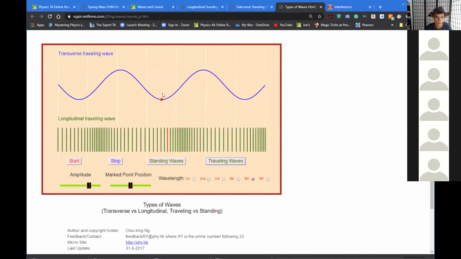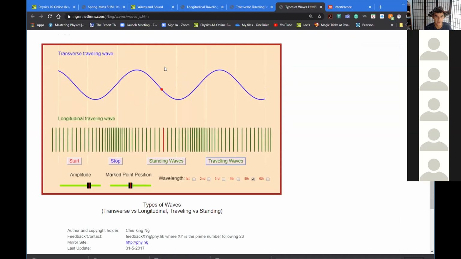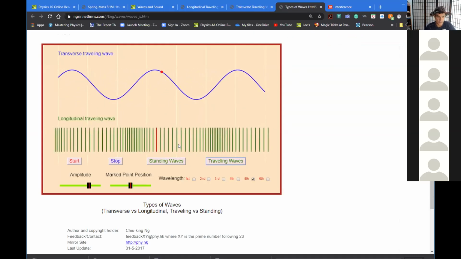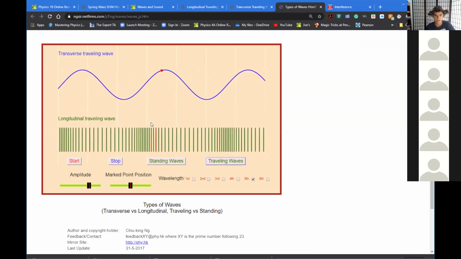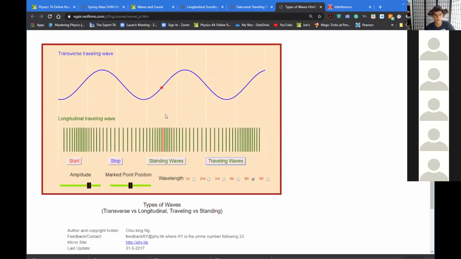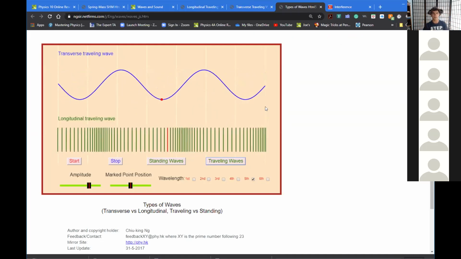So this little red mark here is just showing you one little part of the string, and it oscillates up and down while the wave is moving to the right. On the other hand, the longitudinal wave, the disturbance, the slinky, if this were a slinky, is oscillating back and forth, but that's also the direction of travel of the wave, which is to the right.